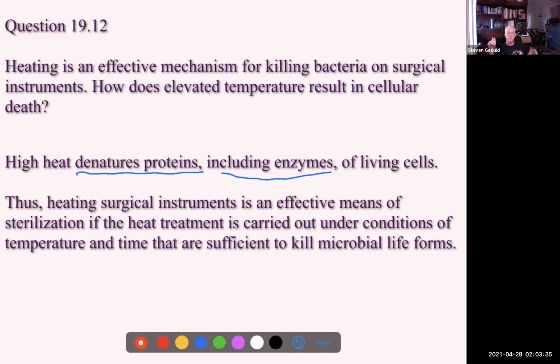Okay, so heating surgical instruments is an effective means of sterilization, if the heat treatment is carried out under conditions of temperature and time that are sufficient to kill microbial life forms. So you have to have a certain temperature and a certain time. As the pressure increases or temperature increases, it can decrease the time. And at 2 atmospheric pressure, which we build up our autoclaves to, okay, 20 minutes later, everything's dead.